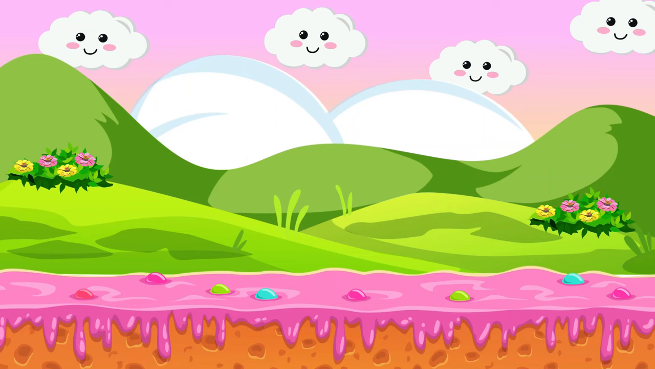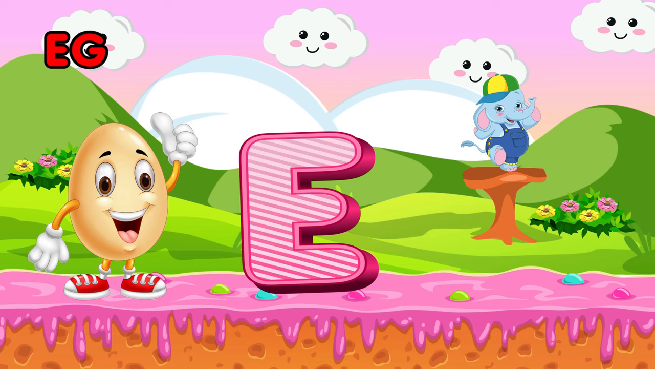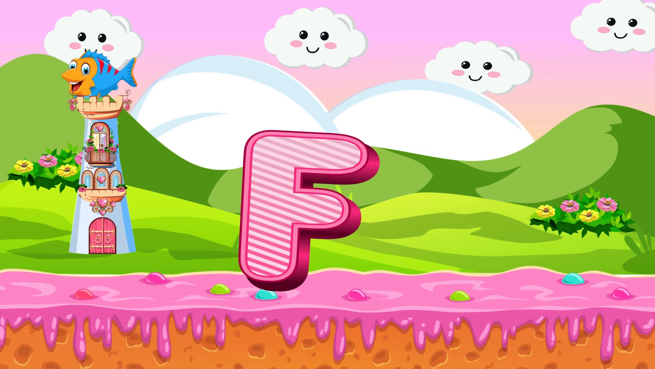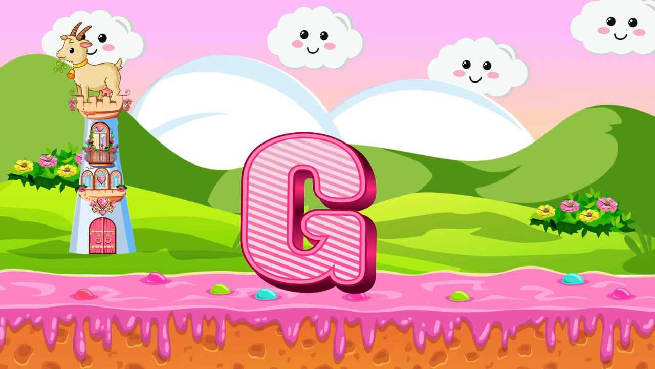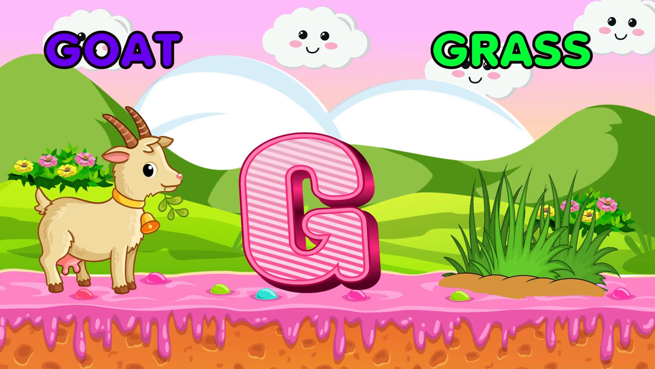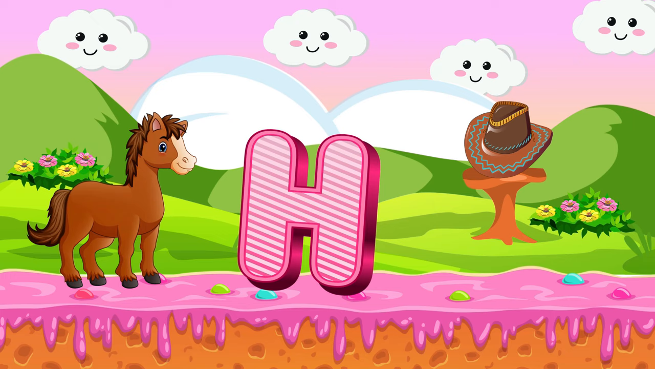E for egg and E for elephant. F for fish, F for fox. G for goat and G for grass. H for horse, H for hat.